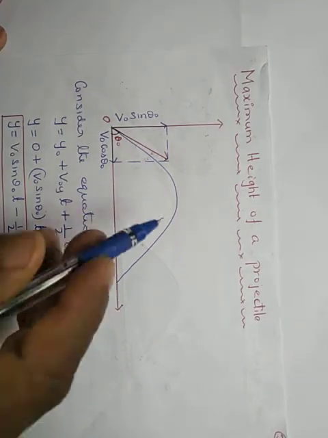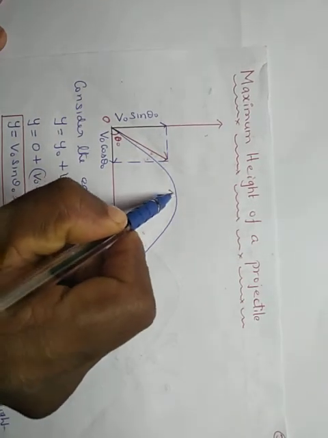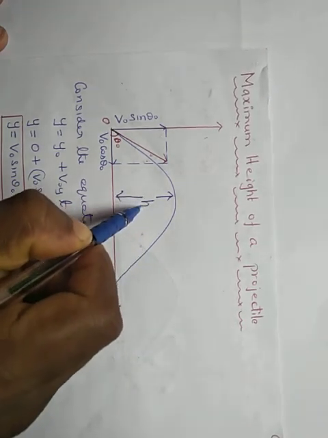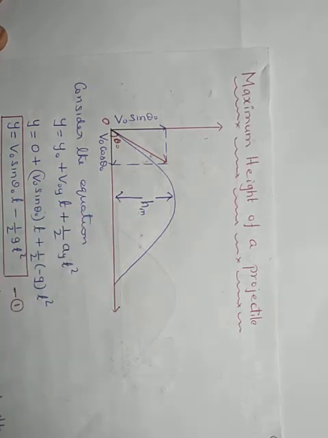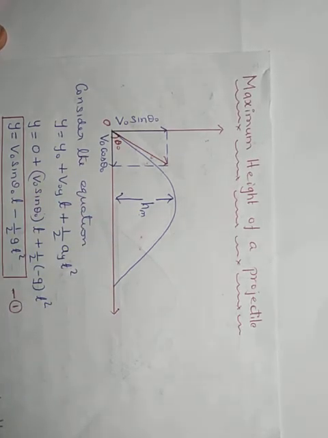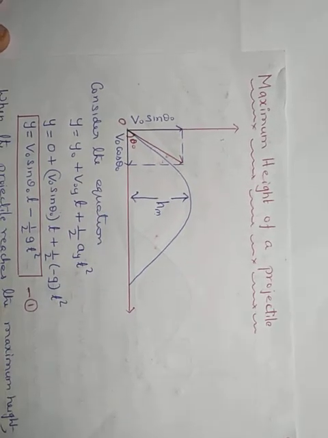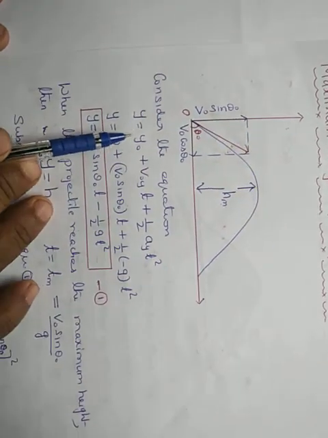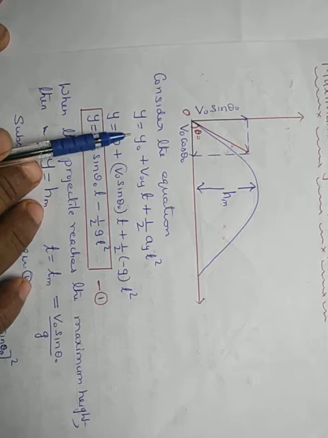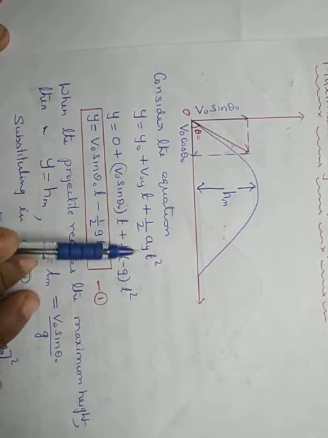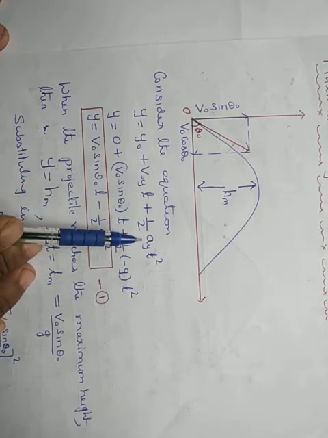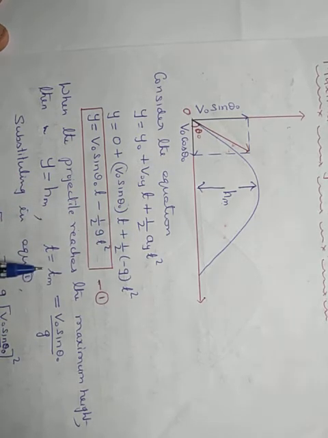Maximum height. So, we have to consider this height, that is HM, maximum height. How much height it has traveled, that is along the y axis. Consider the y equation. We have the general equation in the form of its components, y equal to y naught plus v naught y t plus half a y t square.